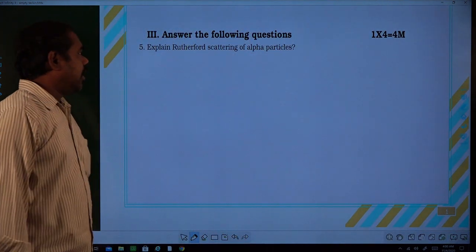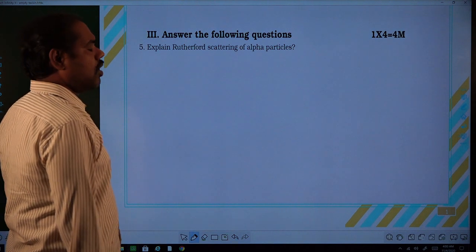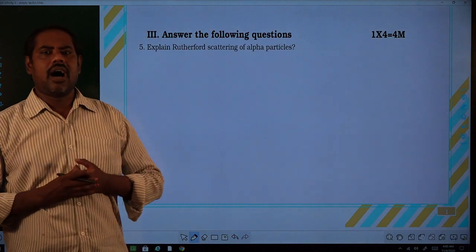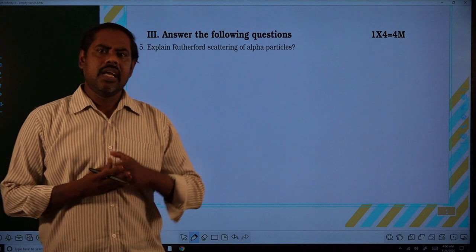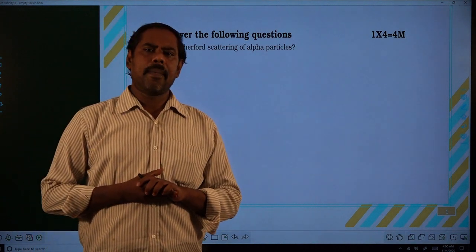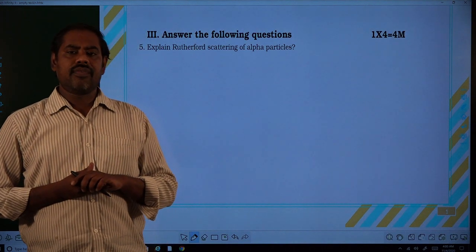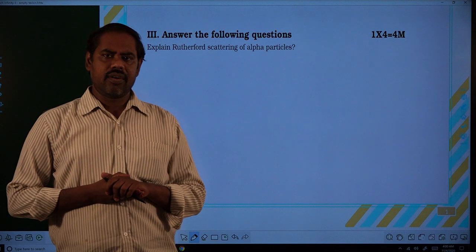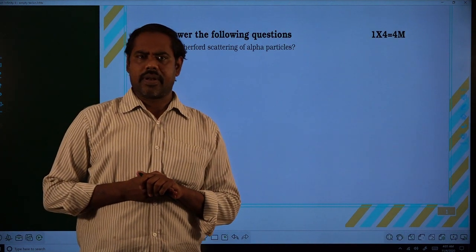Next, coming to the fifth one, explain Rutherford's scattering of alpha particles. Rutherford with his co-workers did the alpha ray scattering experiment. He passed the alpha particles through a thin gold foil, and from this experiment he found out the nucleus. Now I am going to explain the experiment.